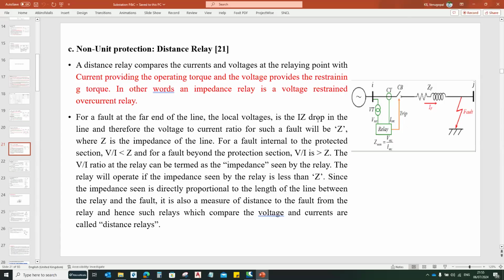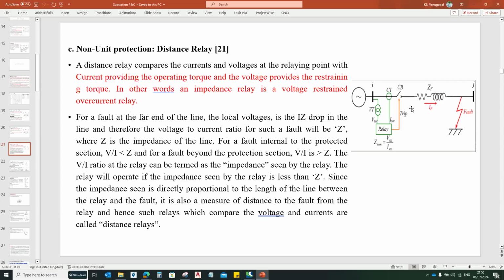Since the impedance seen is directly proportional to the length of the transmission line between the relay and the fault, it is also measured as the distance to the fault from the relay point. Hence such relays, which compare voltage and current, are called distance relays. In simple words, at the local end it will collect the CT input as well as the VT input and determine the impedance at the relay point, that we can call V secondary and I secondary. That will be compared with the predetermined setting.